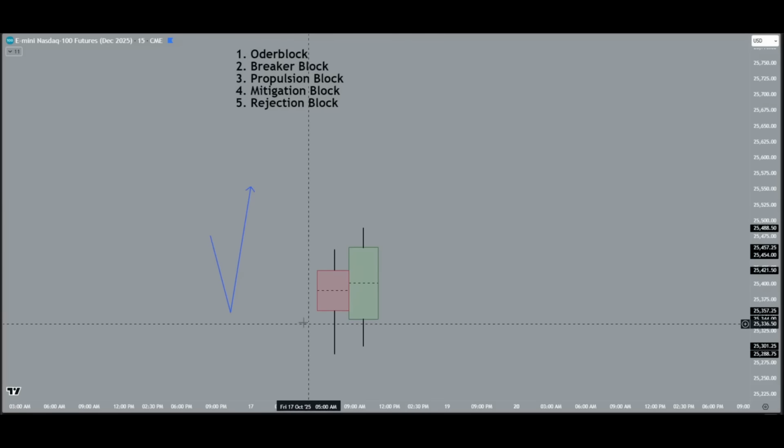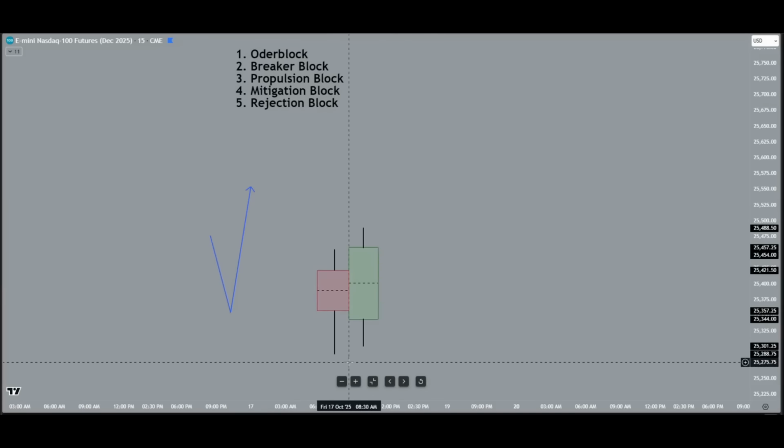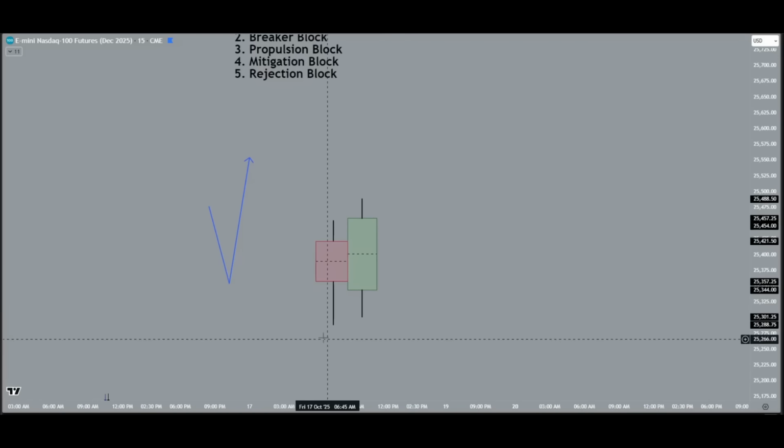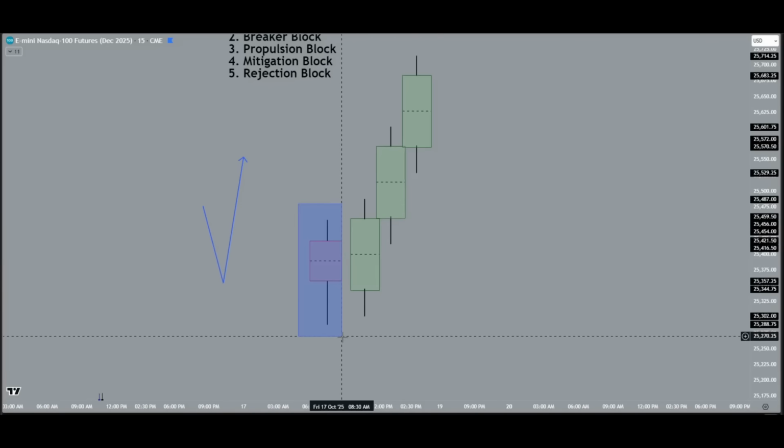This is what an order block looks like. It's 2 candles, and you can see it's almost like a swing low that forms down here. We're getting that V, and then we get multiple bullish candles back up. Something like this, for example.